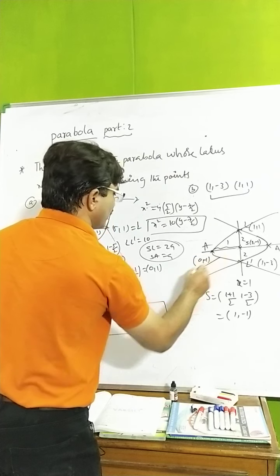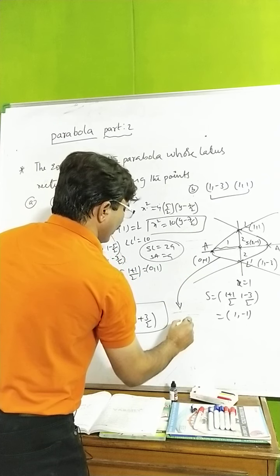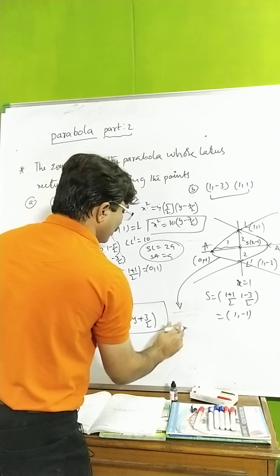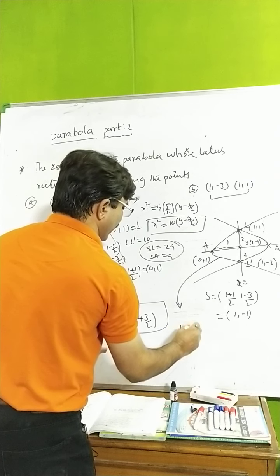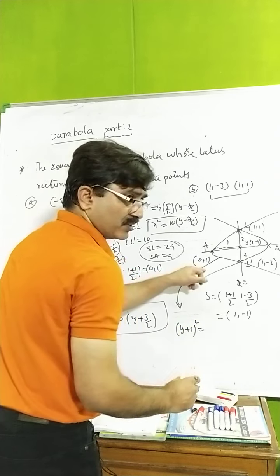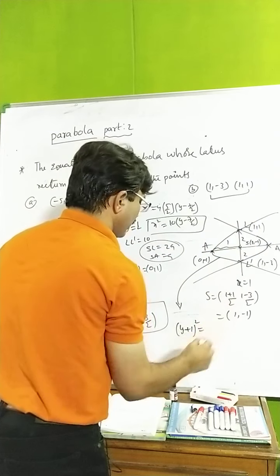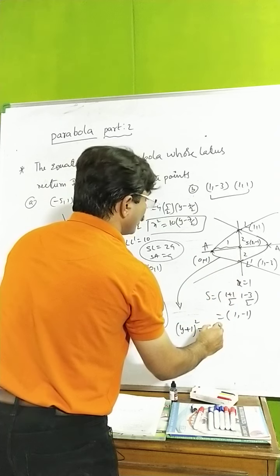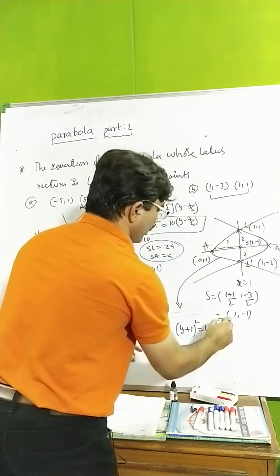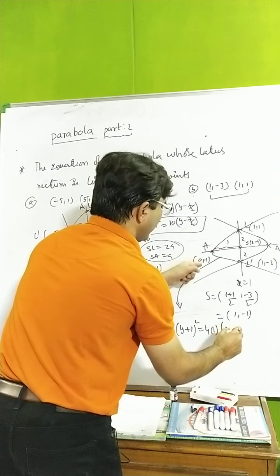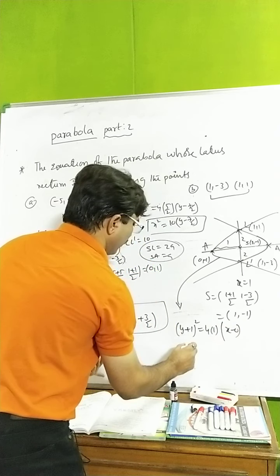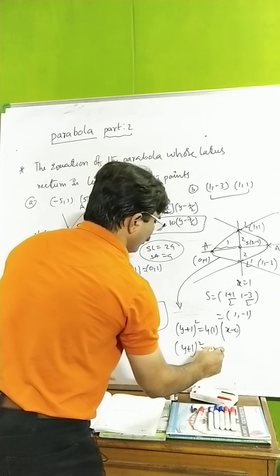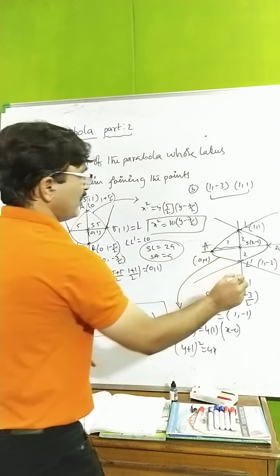Once we got the vertex, this is the parabola. We are going to write y square. See here. Y plus 1 whole square. Right, y plus 1 whole square. Shape is that side. So next one 4A. A is what? 2. Not 2, 1. 4A. And x minus 0. Nothing to worry. Y plus 1 whole square equal to 4x. One answer. Other one is also there, sir.